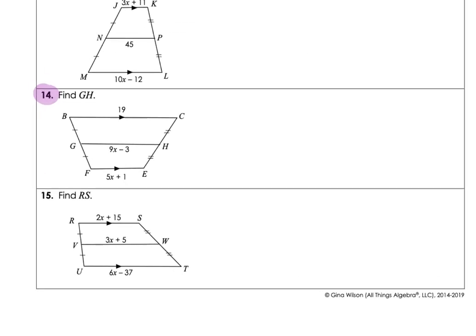Okay, now this guy, finding a mid-segment. This is a mid-segment, right? If they're marked congruent and the lines are parallel, that's a mid-segment. So the way I would set this up is your mid-segment, 9x minus 3, will always be equal to the sum of the two outside ones. So (5x plus 1 plus 19) divided by 2.